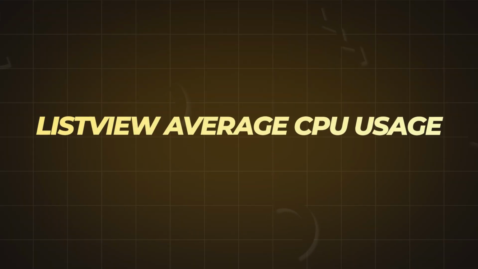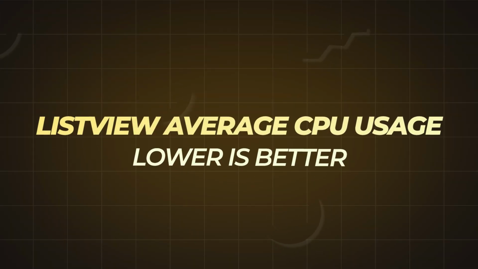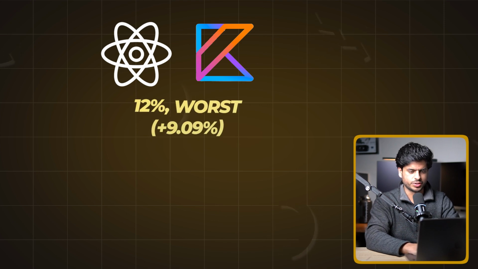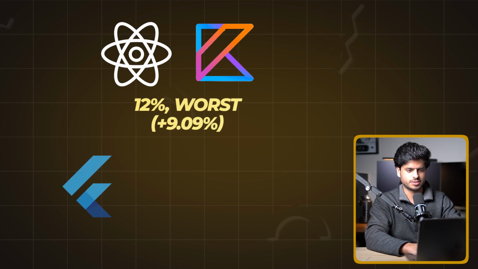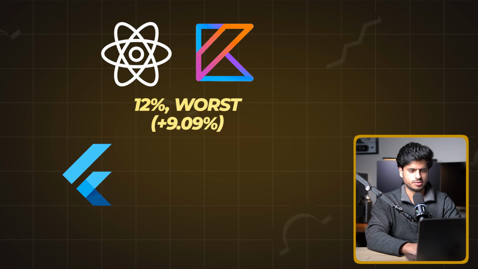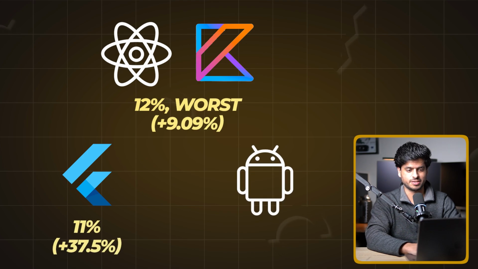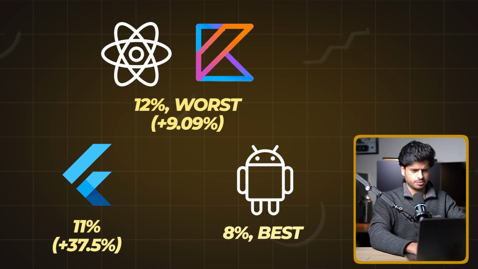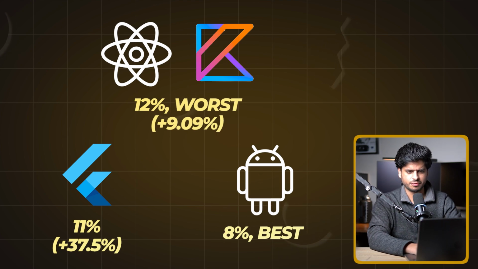Now let's talk about list view average CPU usage, as in when the list is static with these animations and no scrolling is there. React Native and the KMP both are around 12%, which is like 9% worse than Flutter, around 11%, which is like 37% worse than the winner, Android Native again. It's around 8%. So winner 1.2 Android Native, 0.5 to Flutter. Maybe I can just remove the Flutter's point because it's very similar to React Native. Okay, just for the sake of it, let's go with 0.5.